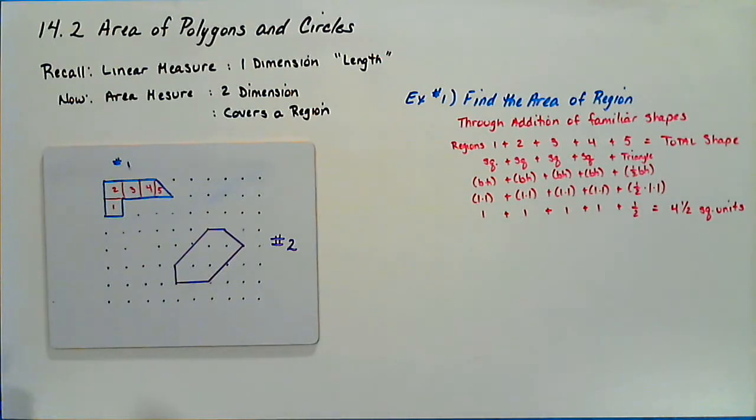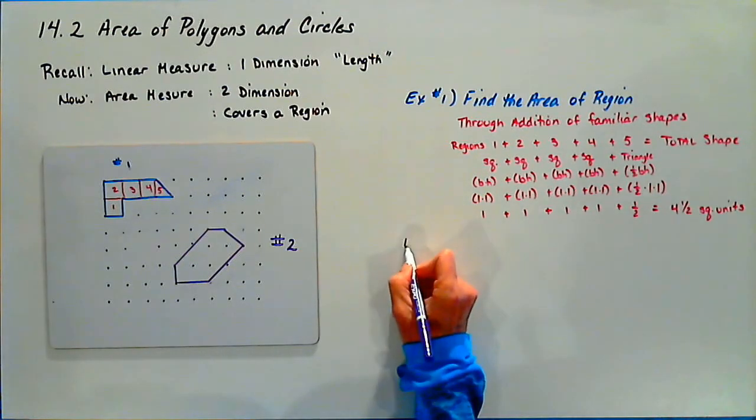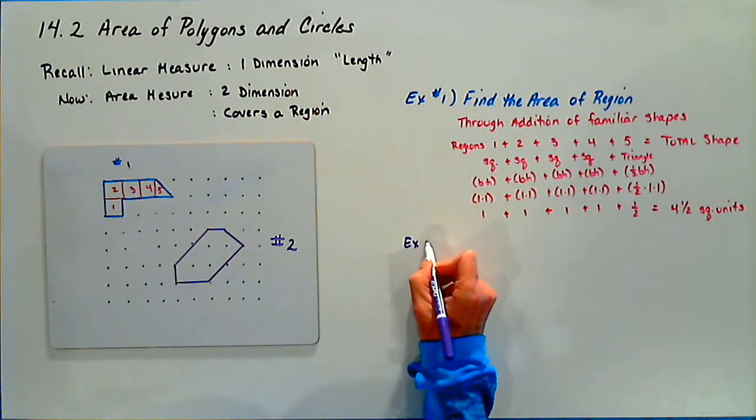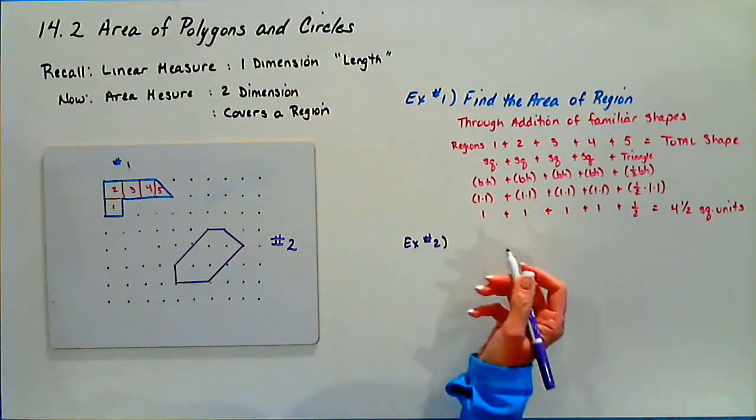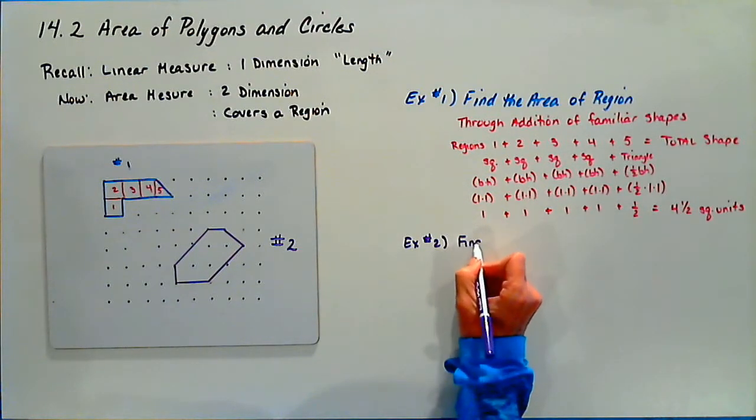Now that's addition. What I'd like to do on the second example is instead of using addition, use subtraction. I could, of course, do the exact same thing and break this down into common shapes, find the area of each one and add them together. But I could also use subtraction. Find the area.